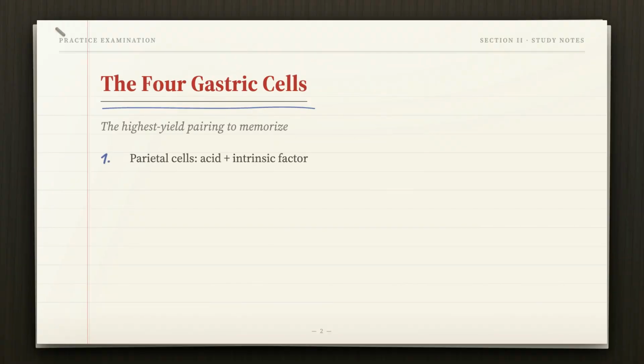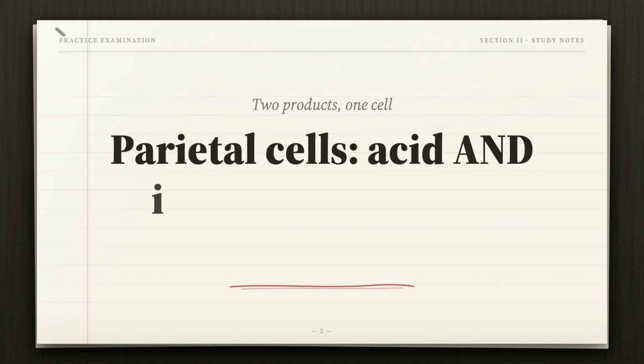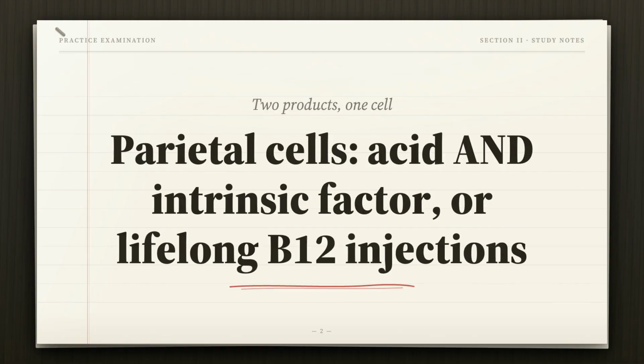Keeping these 4 straight is the single highest yield task in this whole area. Chief cells make pepsinogen. Mucus cells make protective mucus. G cells make gastrin. And parietal cells uniquely make both acid and intrinsic factor. A genuinely odd pairing that's the piece most often forgotten. Whenever an exam question mentions gastrectomy with lifelong injections, or megaloblastic anemia with neurological signs, it's pointing straight at the parietal cell and its double product.